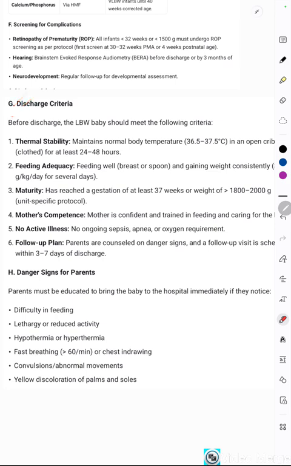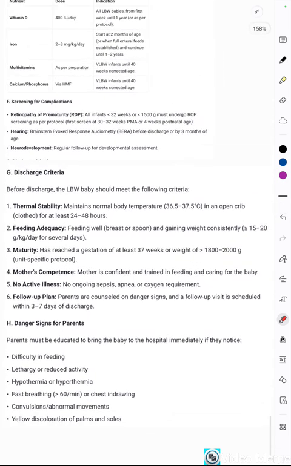The danger signs should be explained to the parents. They are difficulty in feeding, persistent vomiting, lethargy, hypothermia, fast breathing more than 60 per minute, chest indrawing, convulsions, and yellowish discoloration of palms and soles. So taking care of this, the low birth weight baby is monitored.